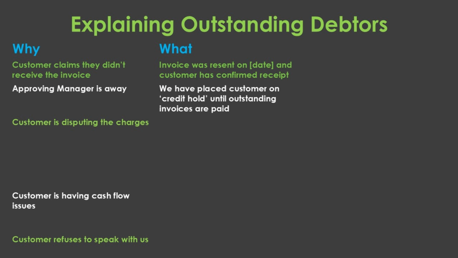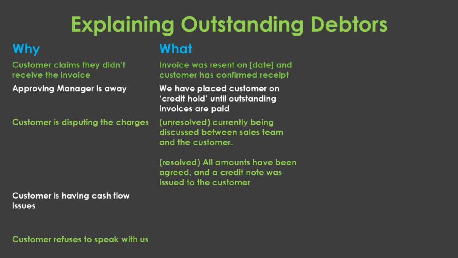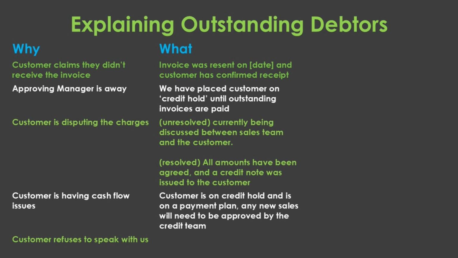Okay? So if the customer is disputing the charges, that's the reason they didn't pay us. If it's unresolved, you could say currently being discussed between the sales team and the customer. If it's resolved, you could say all amounts have been agreed and a credit note was issued to the customer. If the customer is having cash flow issues, you could say that the customer is on credit hold and is on a payment plan.